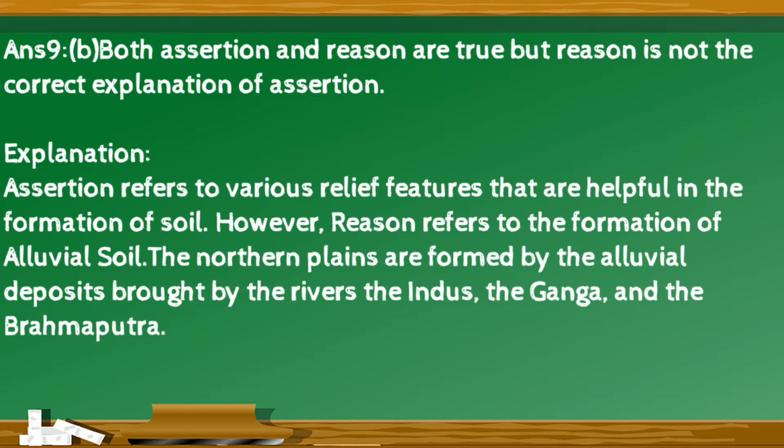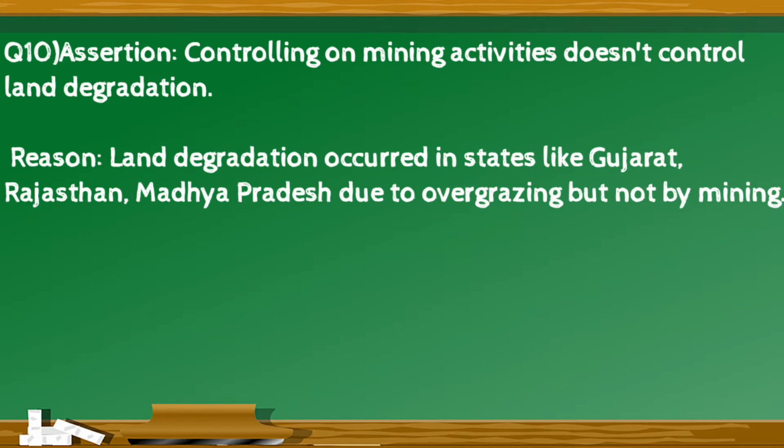The right option is B. Both assertion and reason are true, but reason is not the correct explanation of assertion. Explanation for this is assertion refers to the various leaf features that are helpful in the formation of soil. However, reason refers to the formation of alluvial soil. The northern plains are formed by the alluvial deposits brought by the rivers, the Indus, the Ganga, and the Brahmaputra.